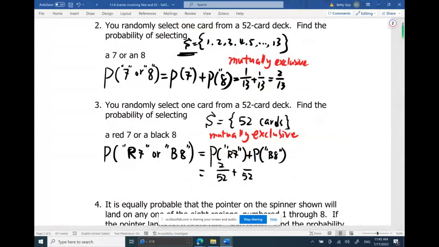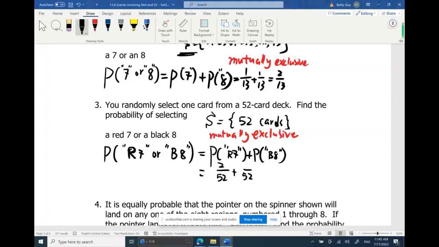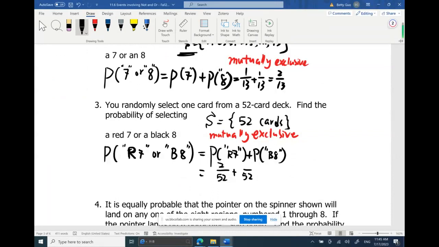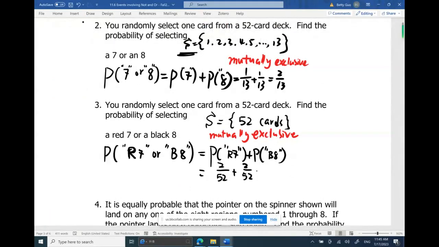So 2. And how many black 8s do we have? We also have 2 black 8s. One is the club, the other is spades. Huh? It doesn't let me draw. Let me see what happened. 2 here, yeah. And then we add them up: 4 over 52. Simple fraction calculation.